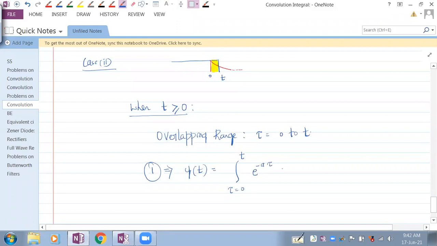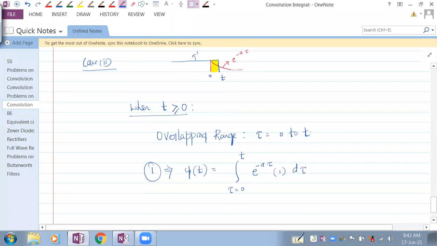Then the other signal we have in this overlapping range. Let me write that also. So this red signal is e power minus a tau, and this blue signal is 1. So in this overlapping range, we have a signal which is e power minus a tau and a signal which is 1, so e power minus a tau into 1 d tau.